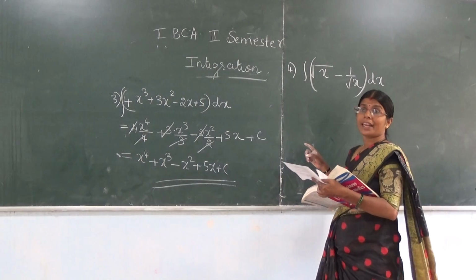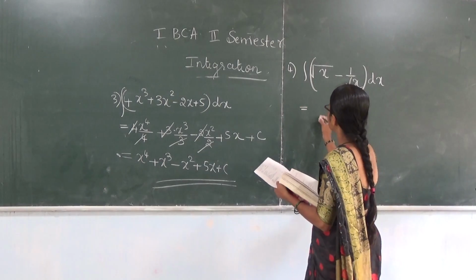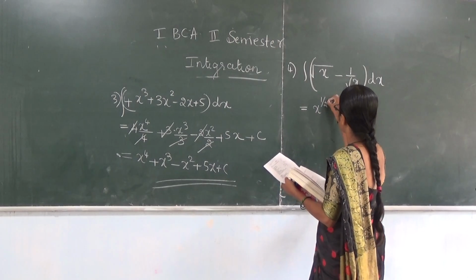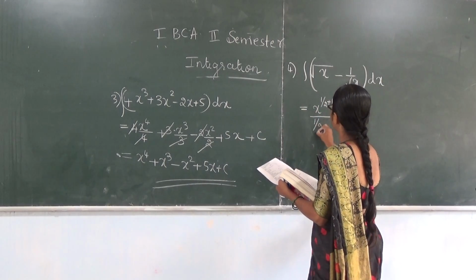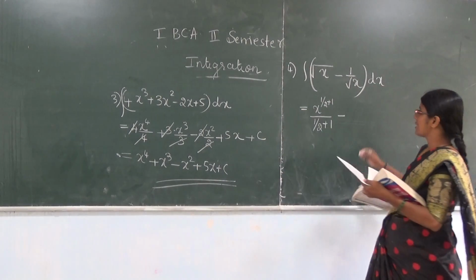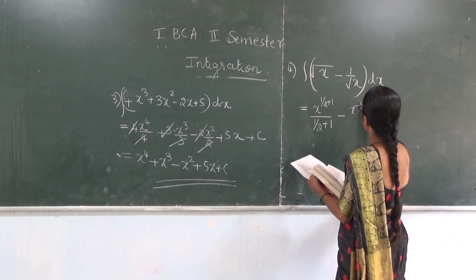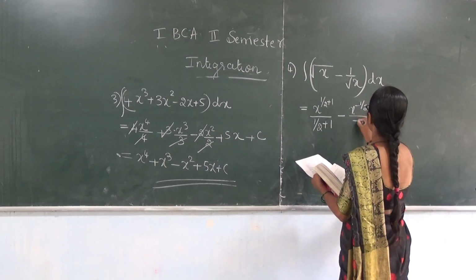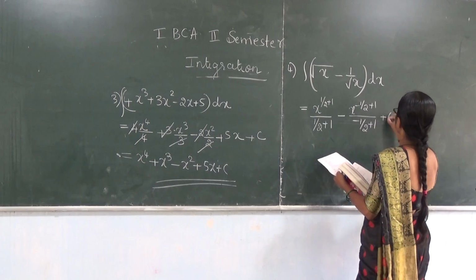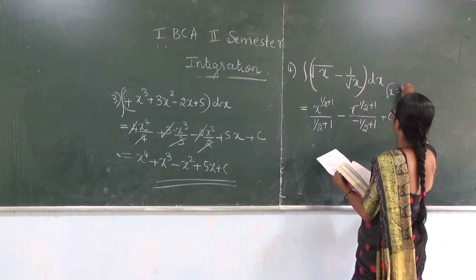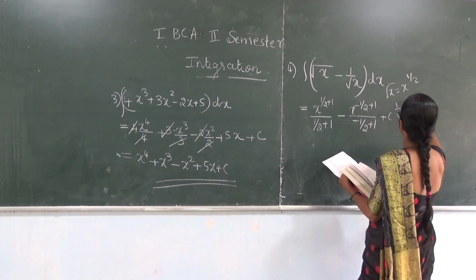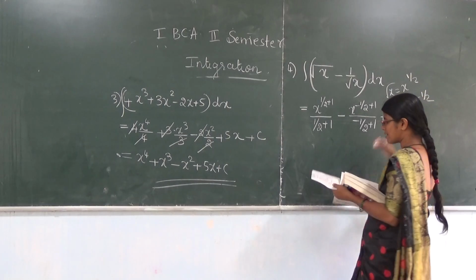Root x means what? X to the power half. So that is x to the power half plus 1 divided by half plus 1. 1 by root x means what? X to the power minus half. So that is x to the power minus half plus 1 divided by minus half plus 1, plus c, because you know that root x is equal to x to the power half and 1 by root x is equal to x to the power minus half.